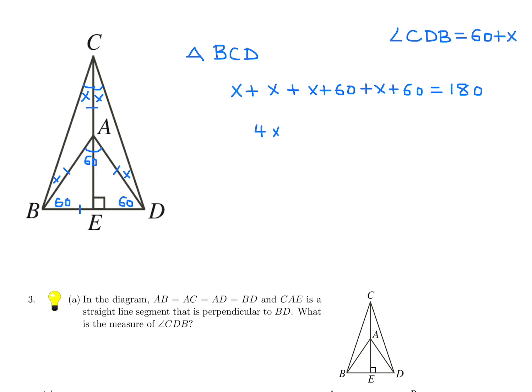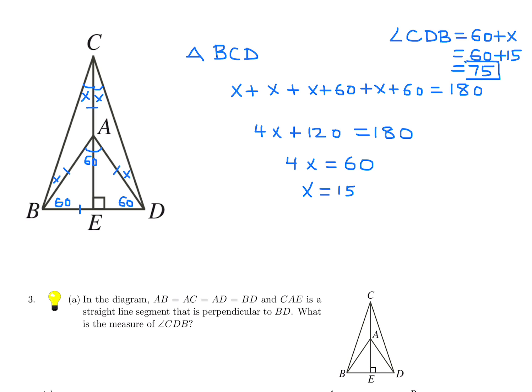So this looks like 4x plus 120 is 180, and therefore 4x is 60, and therefore x is 15. So going back to this formula, 60 plus 15, which is 75, is the value of angle CDB, which is what they want.